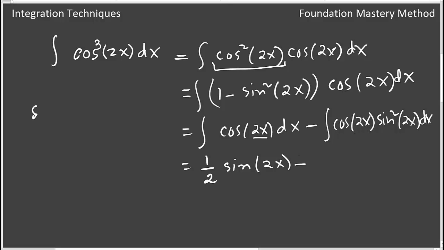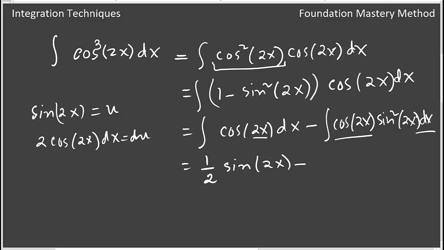Let us say sine 2x is u. Then you get 2 cosine 2x dx is du. So then we can make the substitution in here. Cosine 2x dx is 1/2 du, and you get u squared.